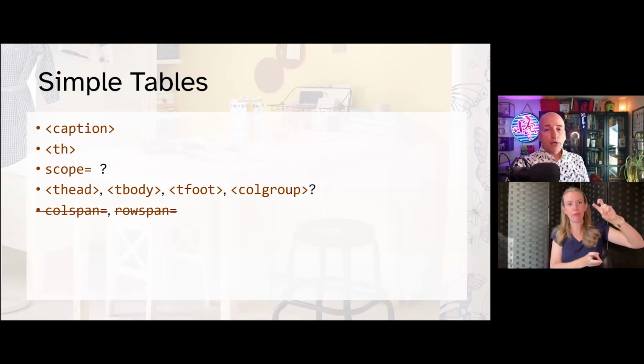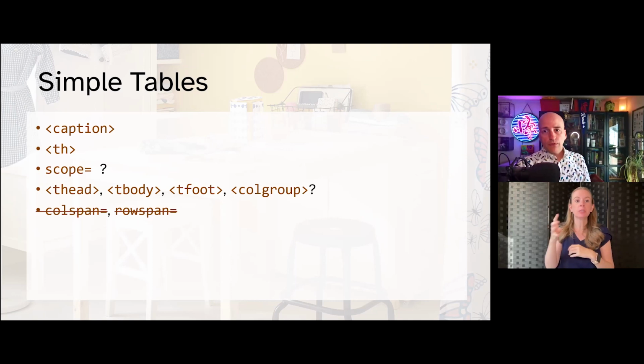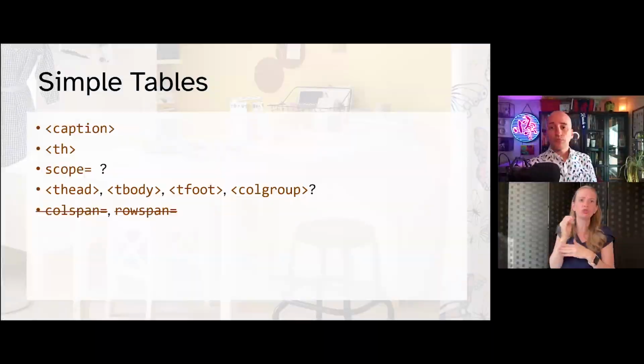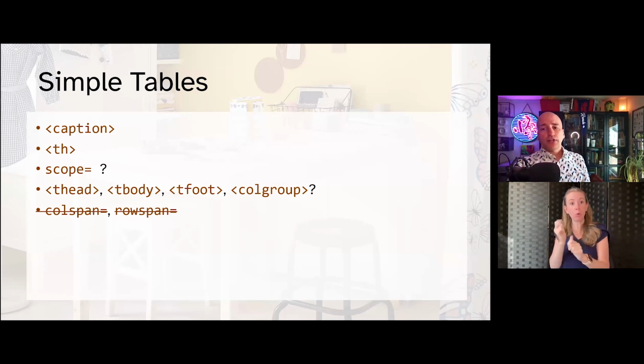A simple table probably doesn't need a scope attribute. The scope attribute identifies if a header cell is a row or column header. The browser, however, is pretty good at figuring this out, just like most of your readers might be. If the header cell is in the first row, then it's probably a column header. If it's the first cell in a row, it's probably a row header.